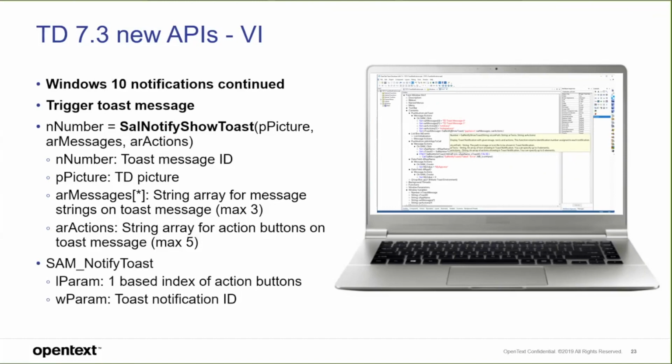With SAM_NotifyToast, lParam is the one-based index of action buttons. So if you have 5 buttons, you can say if lParam equals 1, then do this. If lParam equals 2, then do that. If lParam equals 3, then do this and that. And wParam is the toast notification ID. You know exactly what notification has been clicked, because you can, of course, trigger multiple notifications per application. So this is pretty powerful for the new toast notifications.